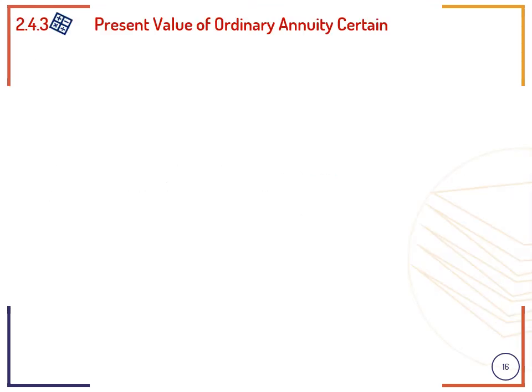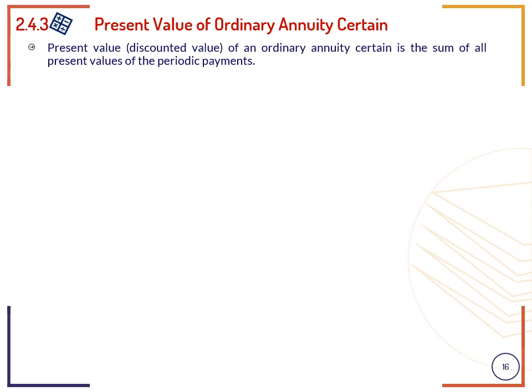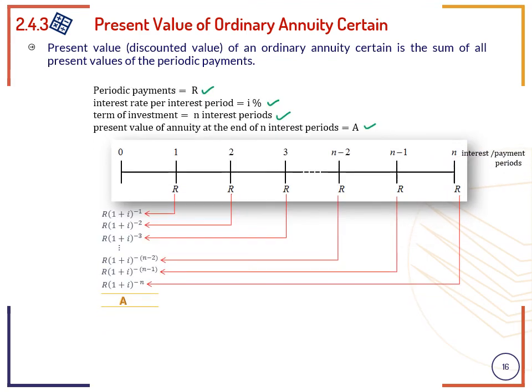Next subtopic is present value of ordinary annuity certain. Present value, or commonly known as discounted value of an ordinary annuity certain, is the sum of all present values of the periodic payments. The derivation of the formula of present value of ordinary annuity certain is illustrated in the following. Let periodic payment be denoted as R.